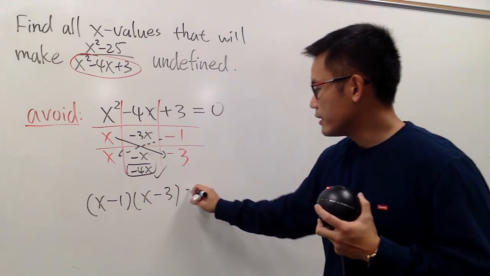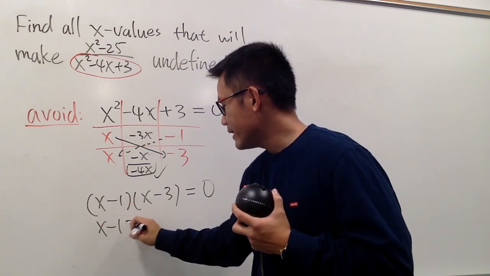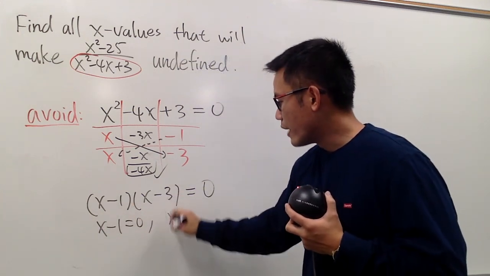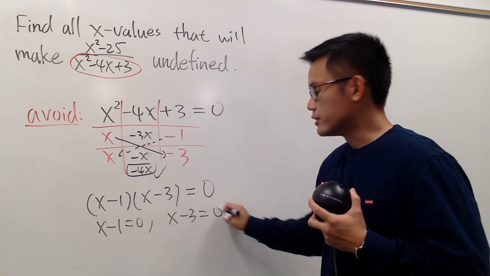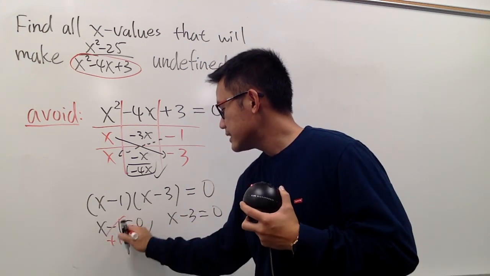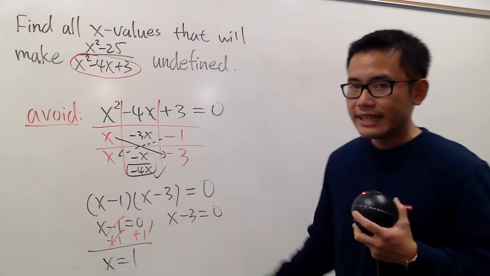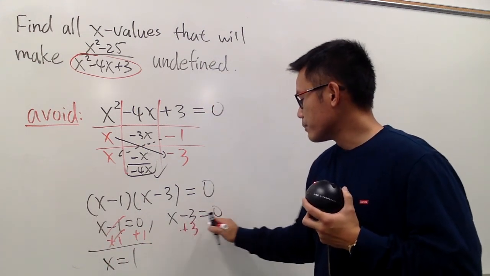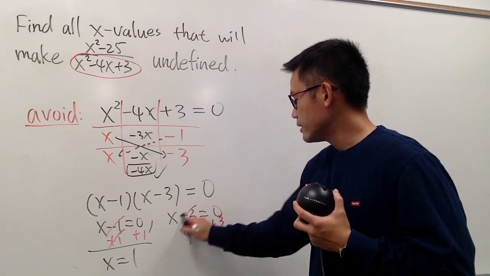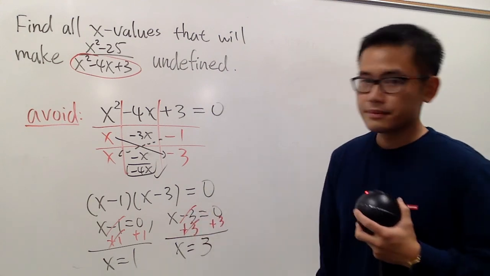And don't forget we bring down the equal to 0. And next, we have x minus 1 being equal to 0, and the other one, x minus 3, being equal to 0. For the first one, we add 1 on both sides, and we have x equal to 1. And for the second one, we add 3 on both sides. And the second number that we have is x is equal to positive 3.